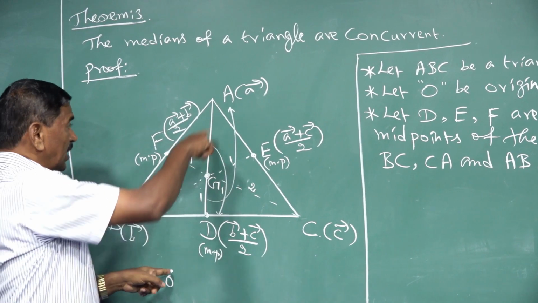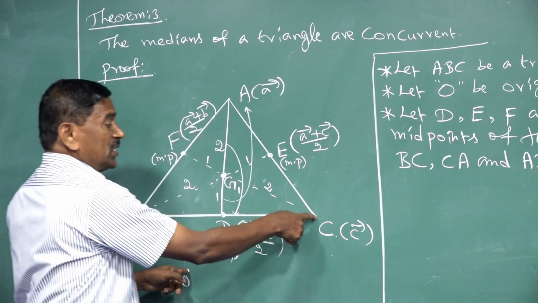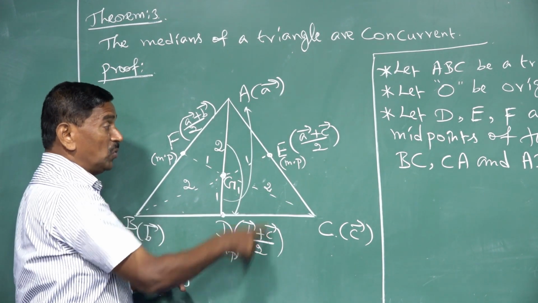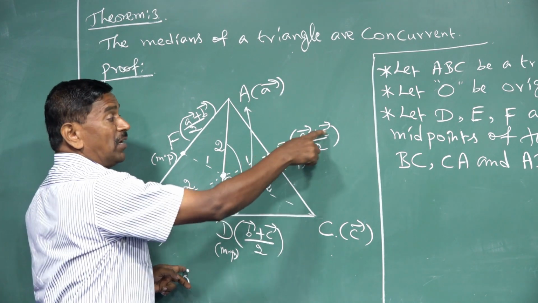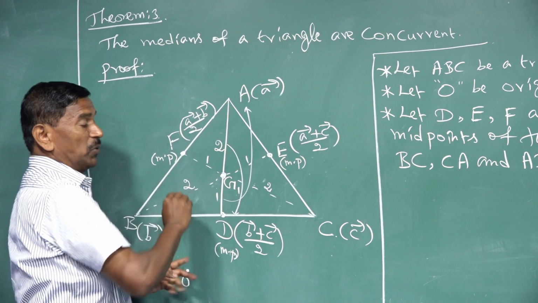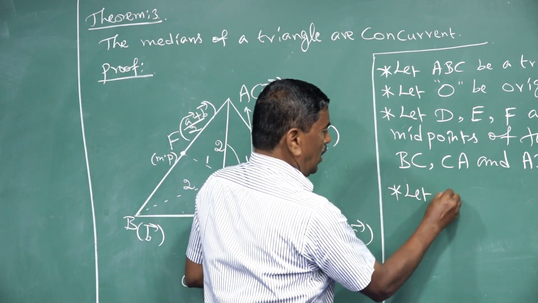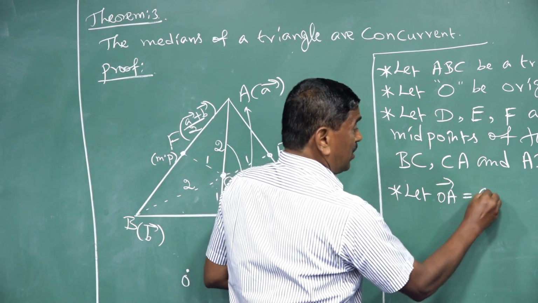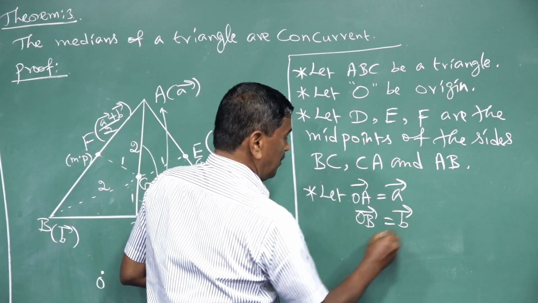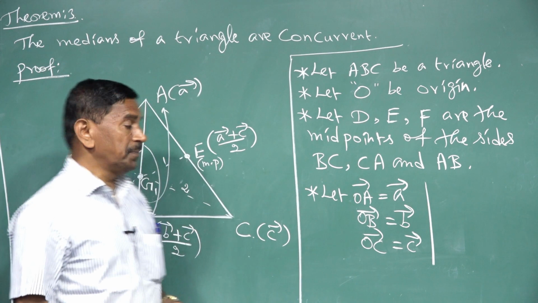Now listen clearly. OA vector is equal to A vector, OB vector is equal to B vector, OC vector is equal to C vector, OD vector is equal to B vector plus C vector by 2, OE vector is equal to A vector plus C vector by 2, and OF vector is equal to A vector plus B vector by 2. Now let OA vector be A vector, OB vector be B vector, OC vector be C vector.